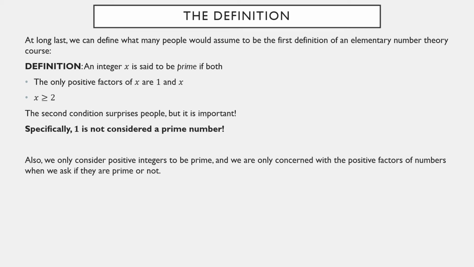Also note that we only asked for positive factors of x, and we only required that x be positive. So we're not going to say something like -7 is prime. No, only positive integers are going to be considered prime, and we're only looking for positive factors when we ask this question.